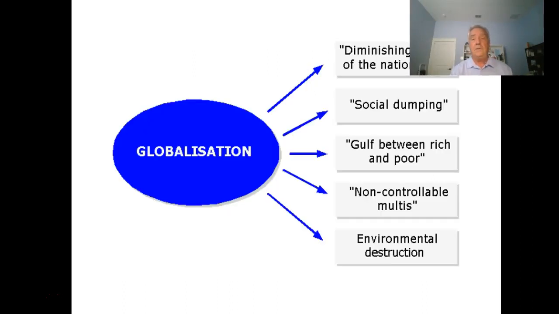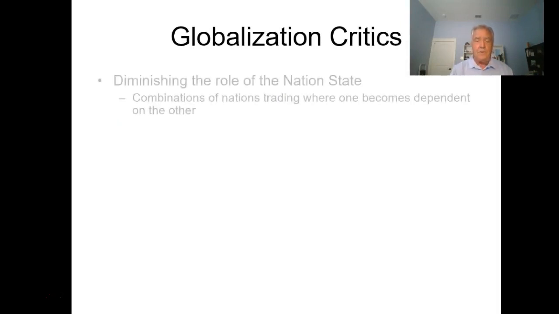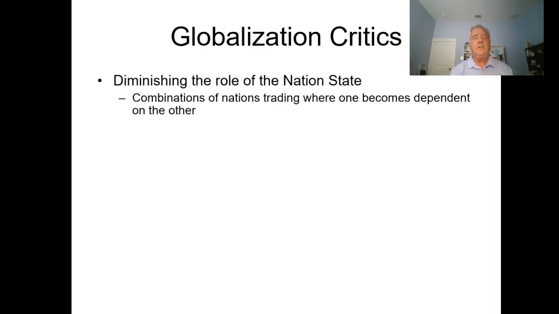All right, I showed you this chart before, globalization, and this is the background to it. Diminishing the role of the nation state. Combinations of nations trading, one becomes dependent on the other. In other words, they lose the ability to determine their own fate.